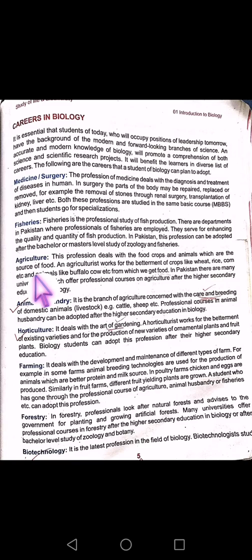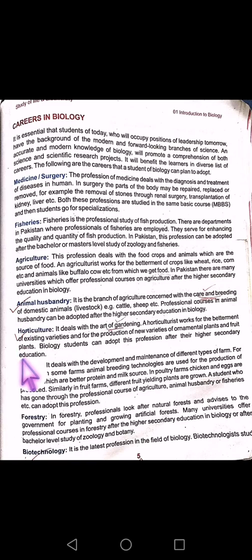Then comes agriculture. This profession also deals with biology, because when we study, we come to know the food crops, the animals, the source of food, and how crops can be grown in a better way. Fine. Then comes animal husbandry. This is an important definition, you must mark it. It is the branch of agriculture concerned with the care and breeding of domestic animals. Your domestic animals, livestock like cattle, sheep, how they are cared for and bred. This branch is known as animal husbandry.